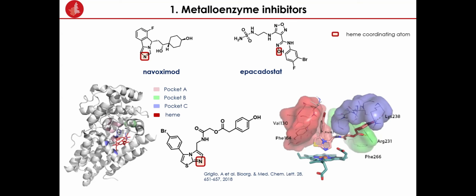And let me draw your attention to this imidazothiazole compound, because it was reported by our group, and it was the first compound that was reported to extend into a 3rd pocket that we named pocket C, forming a key hydrogen bond with the lysine residue.